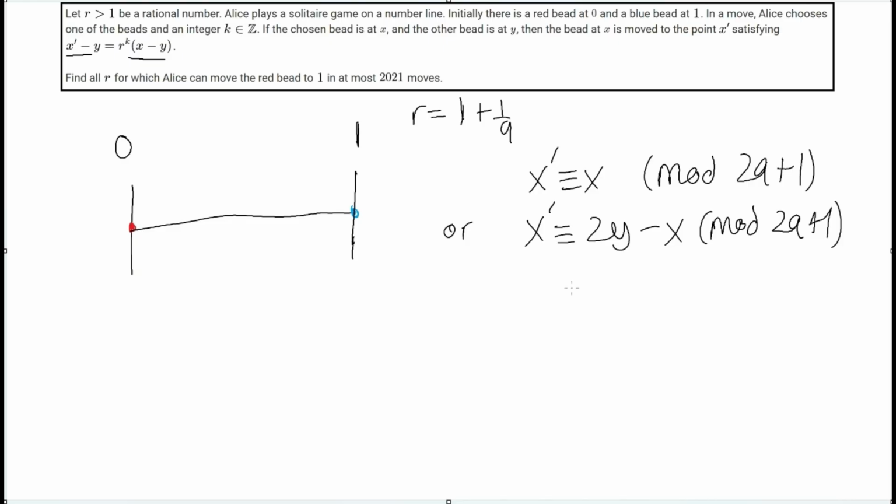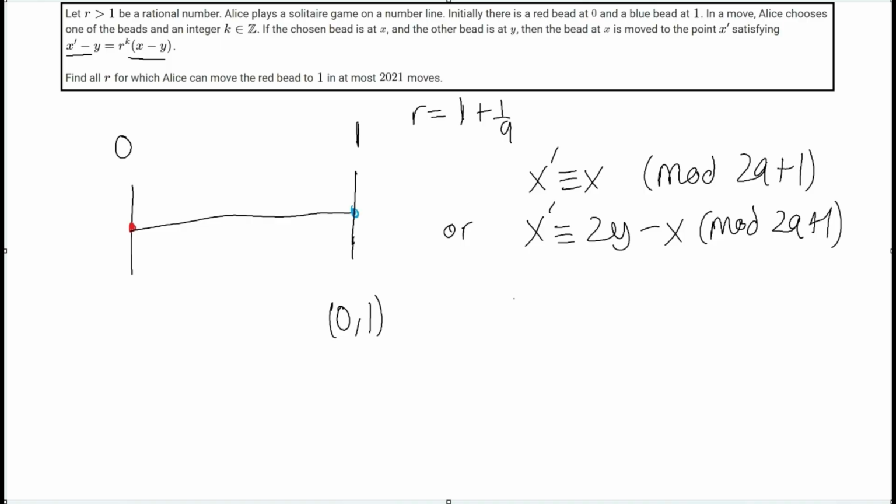This drastically simplifies the problem for us because now we only have two options instead of infinitely many here. So let's see how we can use this to finish the problem. We start with red bead and blue bead, which I'll go ahead and order as 0, 1. And now we're working mod 2q plus 1 for the rest of the problem, because it seems like this might work. So on every single move, we reflect one bead over the other.